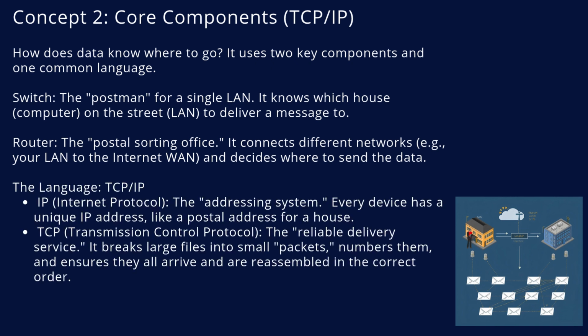It uses a set of rules, or protocols, called TCP/IP. This is the universal language of the internet. It's made of 2 parts. IP, the Internet Protocol, is the addressing system. Just as every house needs a unique postal address, every device on the internet needs a unique IP address.